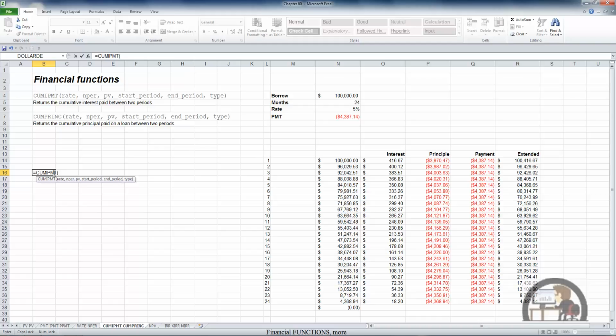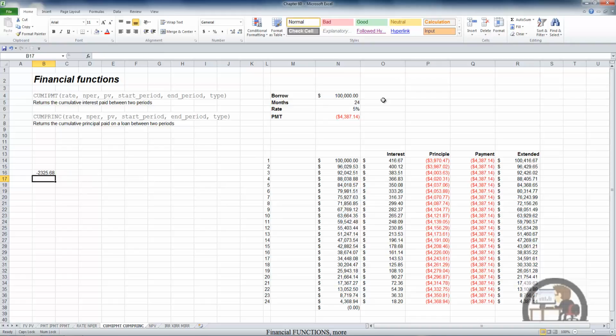tabbing that into the cell, picking up the rate for the year divided by 12 to give us the rate for each of the payment periods, which is the number of periods, which is 24 for 2 years. The present value is the amount of money that we're borrowing. The start period, I'll just pick a number. Start period 5, end period 12. And the type, once again, refers to when the payment takes place, which in this case, as far as the calculations go, in my schedule is at the end of the period.